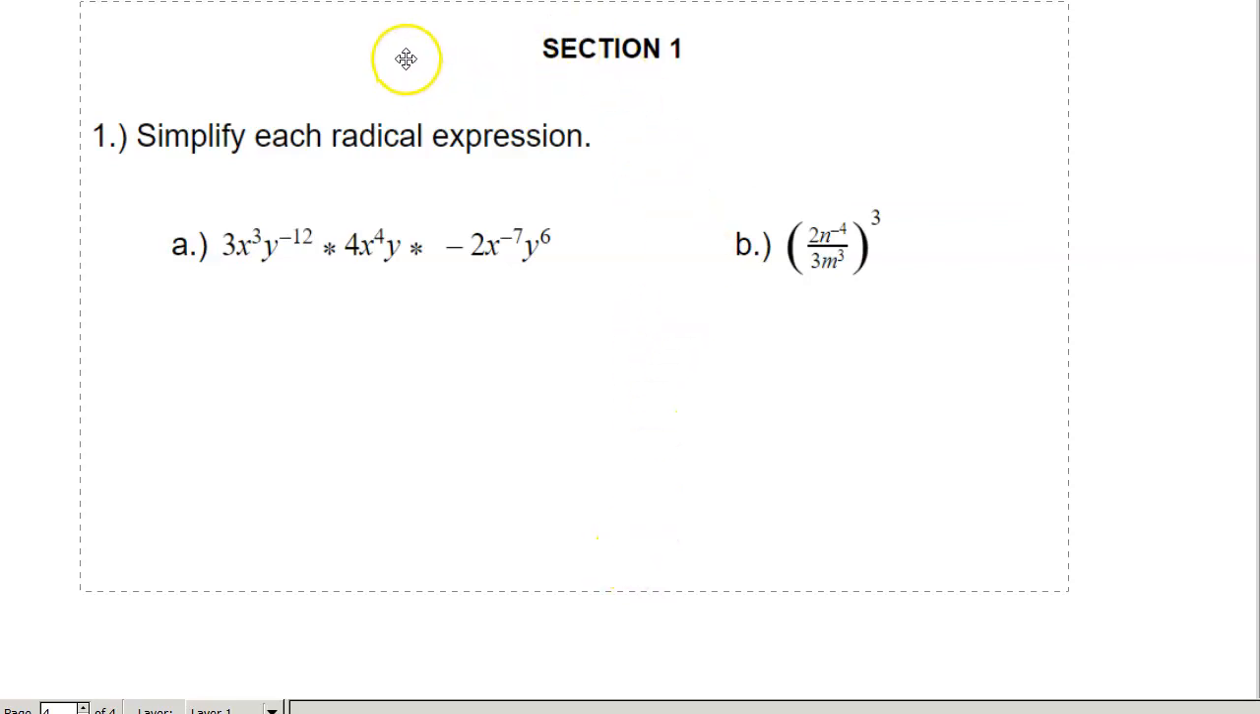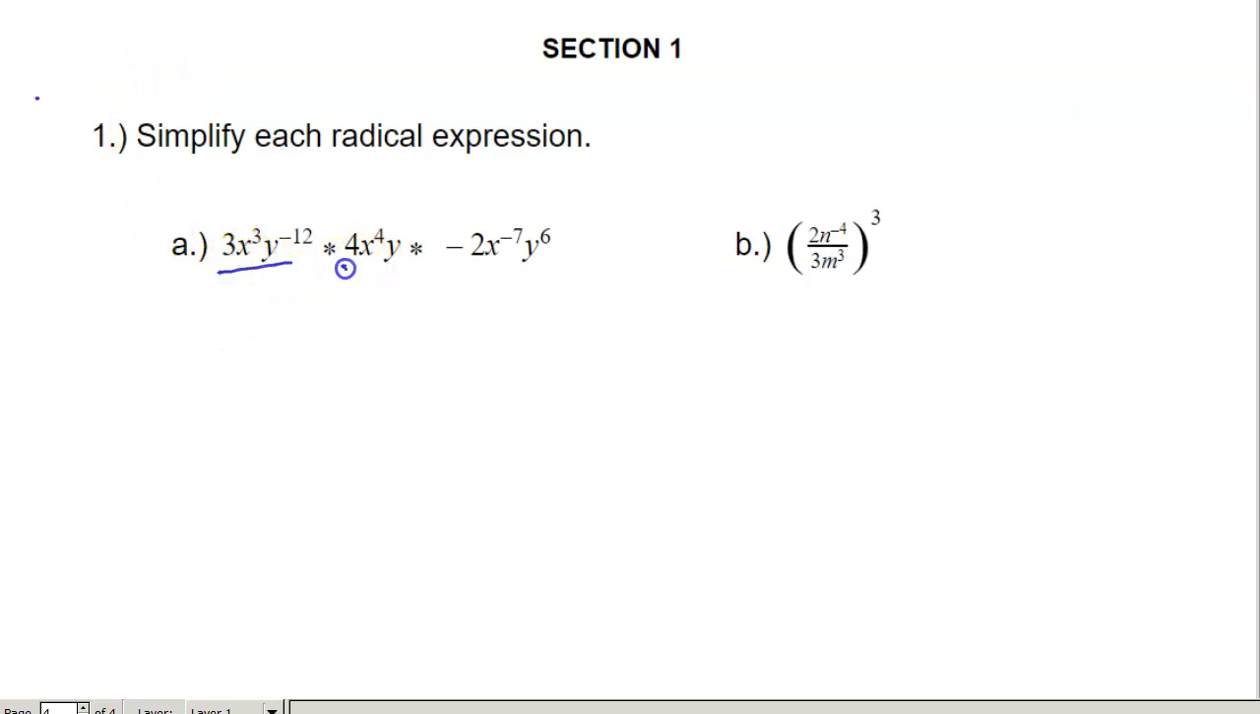All right, let's take a look at the review. I'm going to go section by section. So section 1, number 1, we have this first one. We're multiplying everything together.